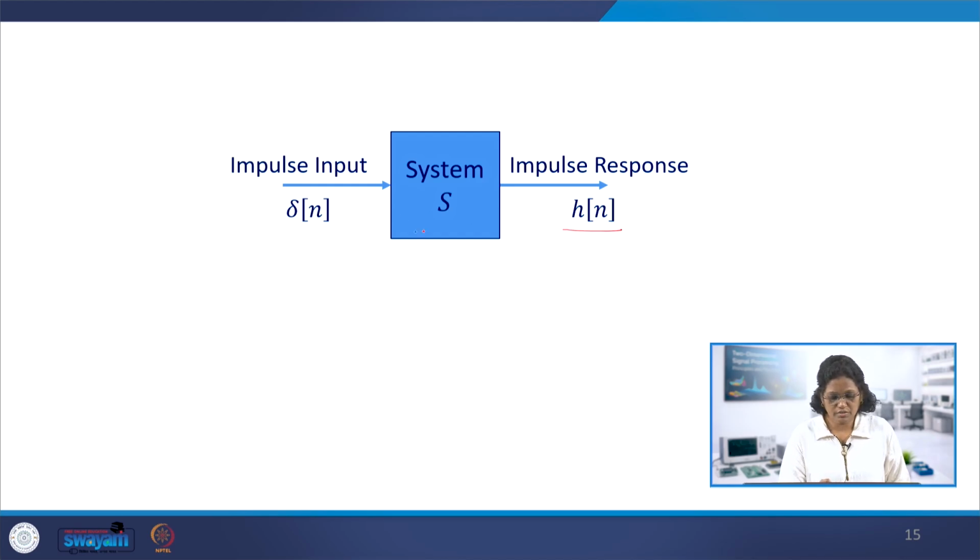For filters, the response to the impulse input is the impulse response. The impulse response itself is the set of coefficients of the filter. So we would use this h of n as filter coefficients in filter design. The impulse response is very important to know for a system, so let us see how to obtain it.